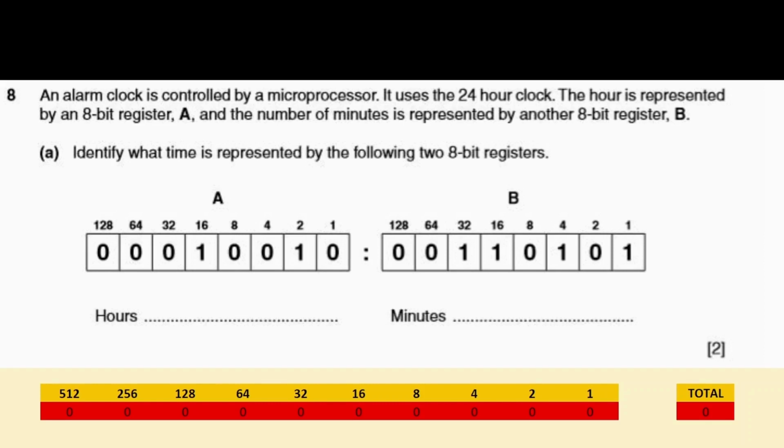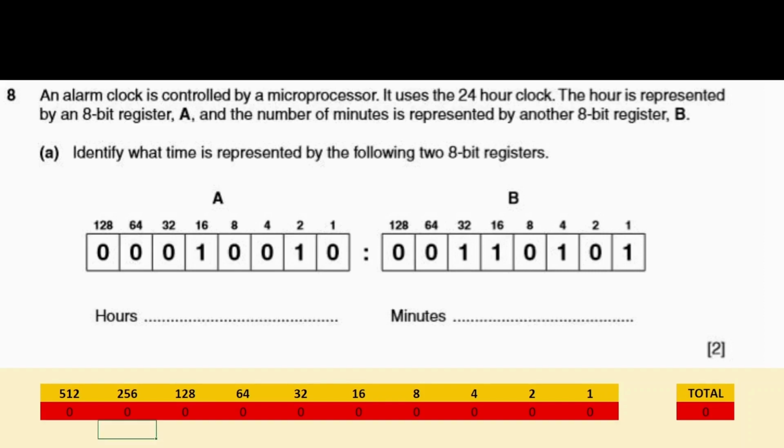It's also telling you that the other side, the minutes, is also using an 8-bit register. This is also common: if one side is using, let's say, a 9-bit register, the other side will use a 9-bit register. So it's telling you, this question A, to identify what time is represented by the following two 8-bit registers. So it's given you the numbers that go into the binary, the zeros and ones.